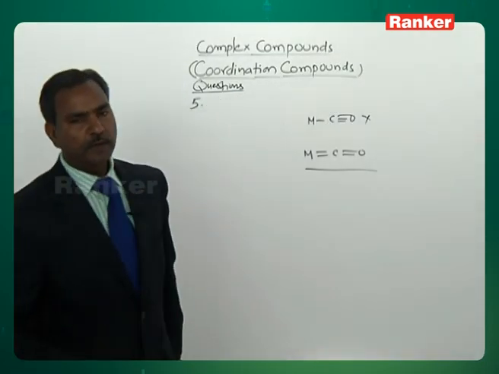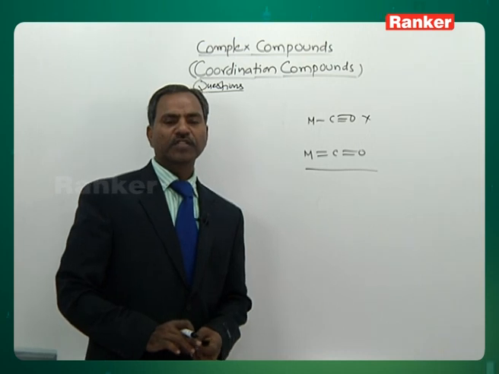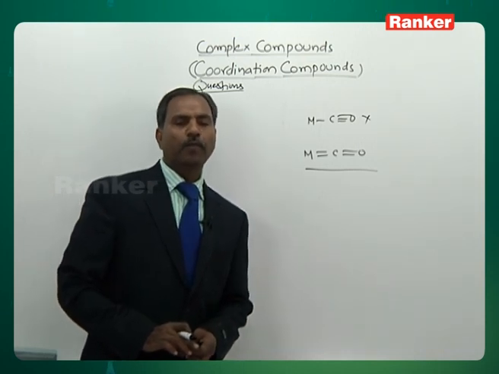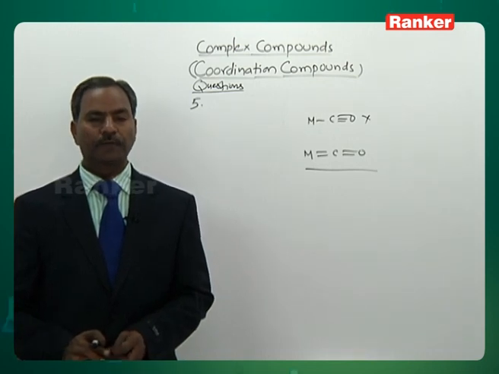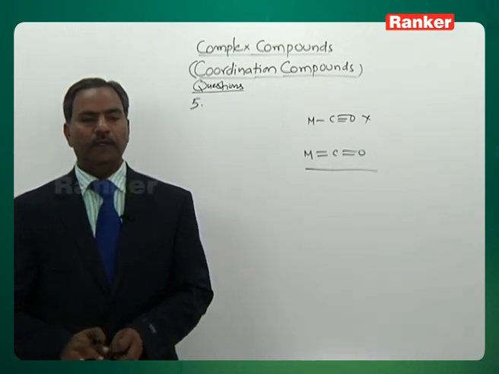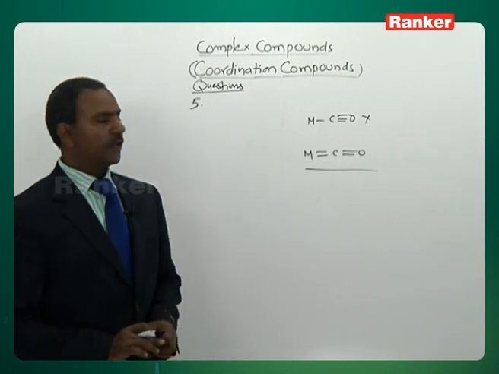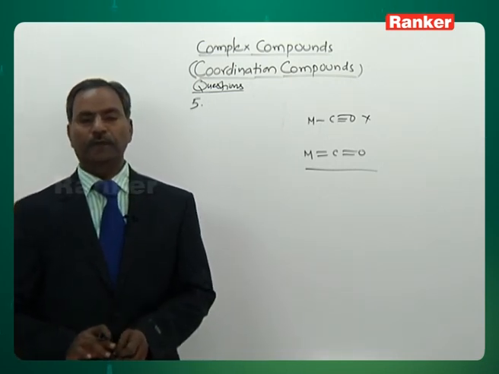Therefore, option A is given as what? M-C bond length is shorter than a normal M-C bond. And B, M-C bond length is shorter than a normal M-C bond.